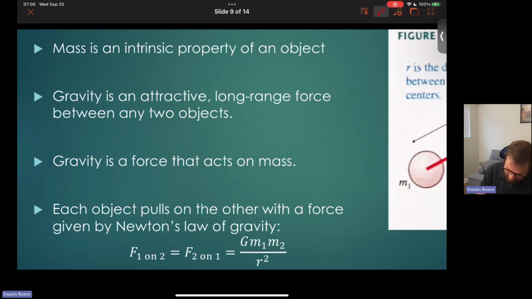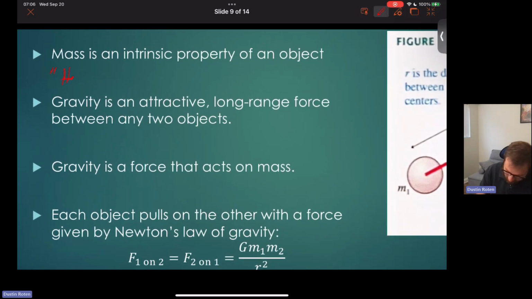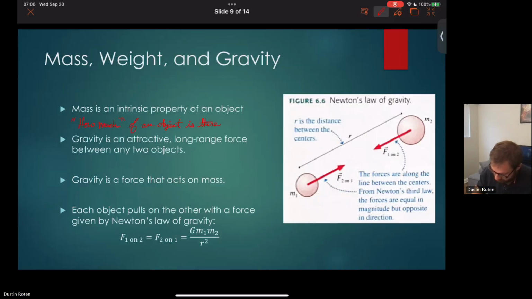So I like to think of mass as essentially how much of an object is there. Okay, so objects have mass. Now let's talk about gravity.